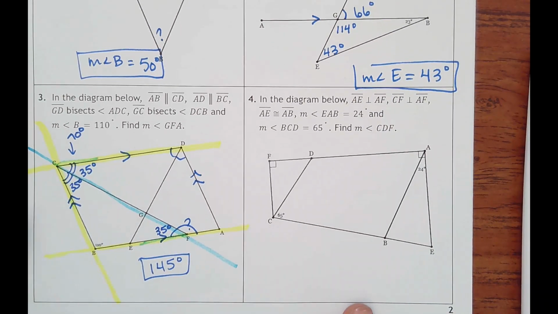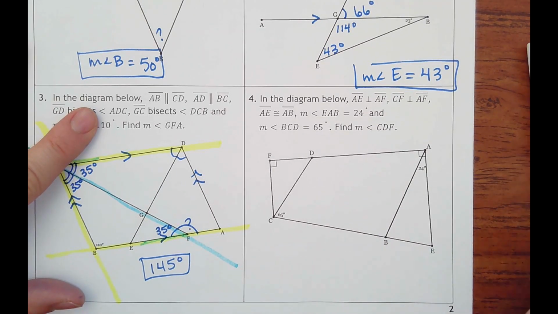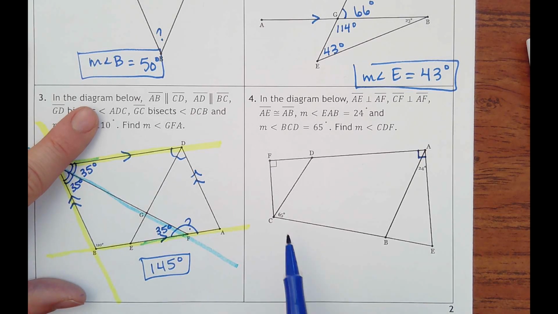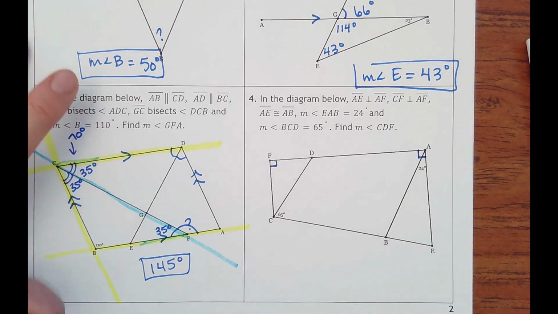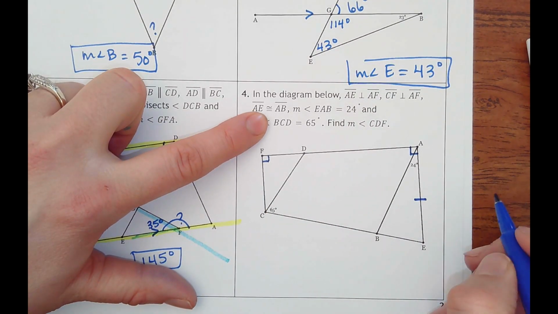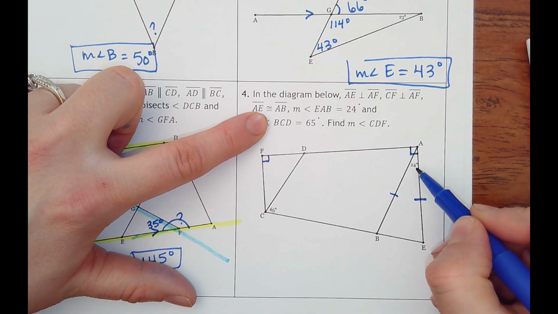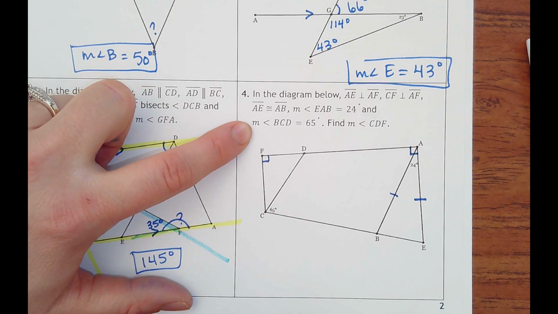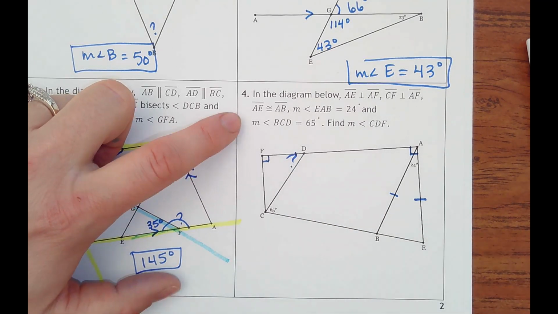angles that are supplementary. And the last one, number 4, in the diagram below, line AE is perpendicular to AF. So AE and AF, that's why they make a right angle there. CF is perpendicular to AF, so there's another 90. And then segment AE is congruent to AB. And they give us the measure of angle EAB, which is here is 24, and the measure of BCD is 65. Find the measure of angle CDF. So we want this one.